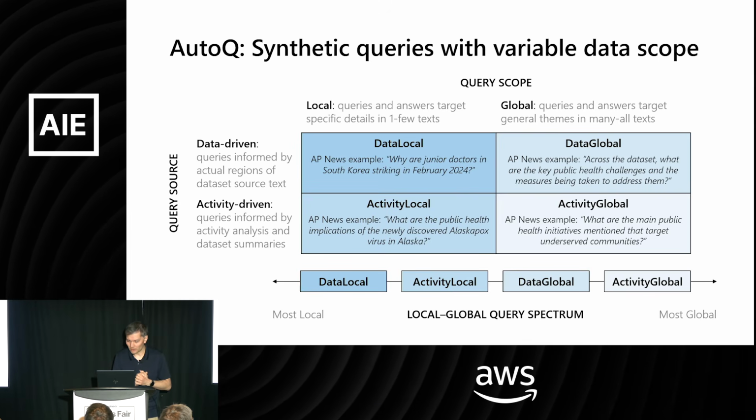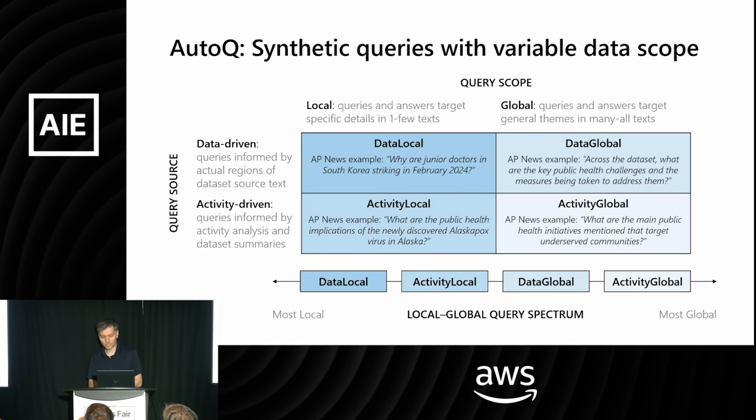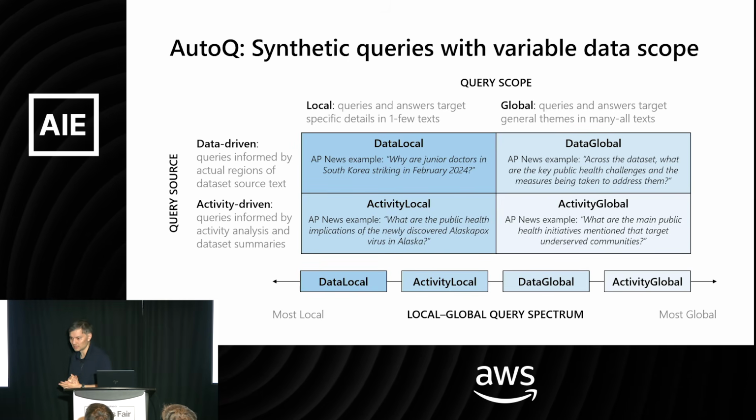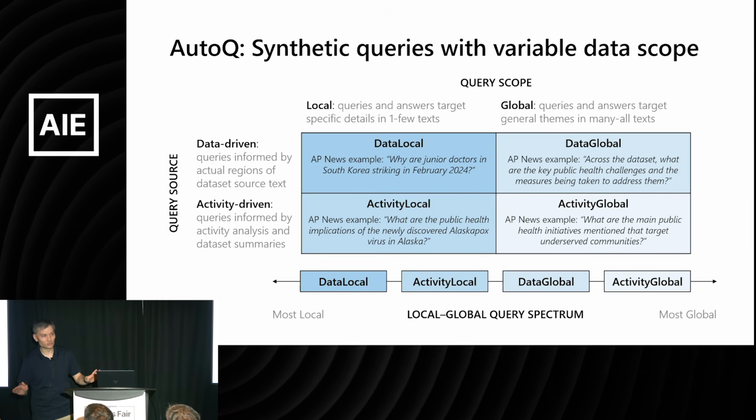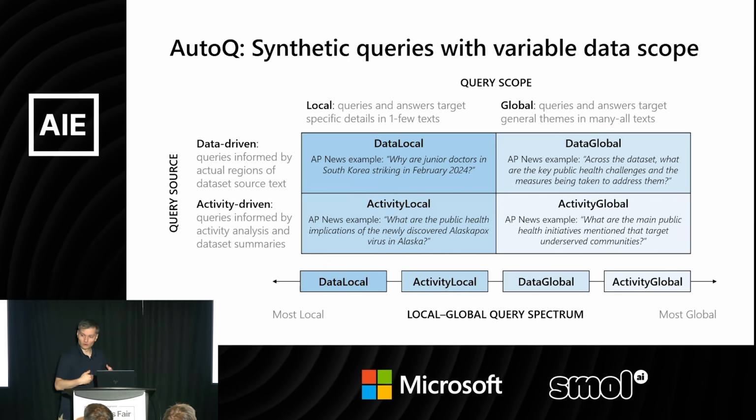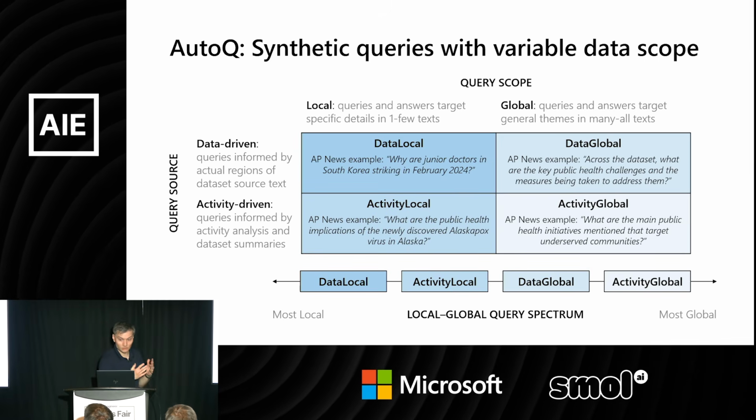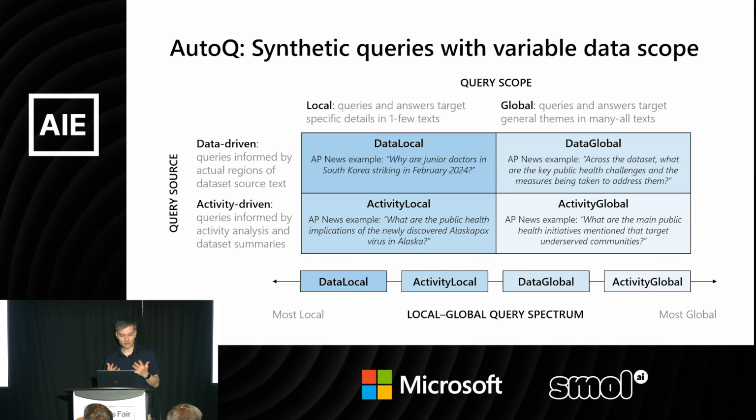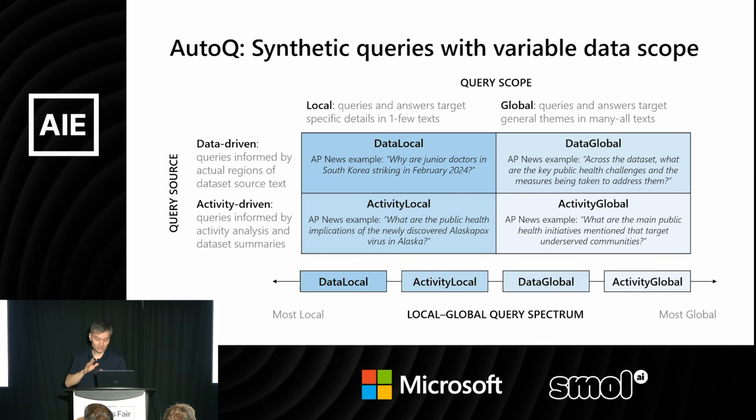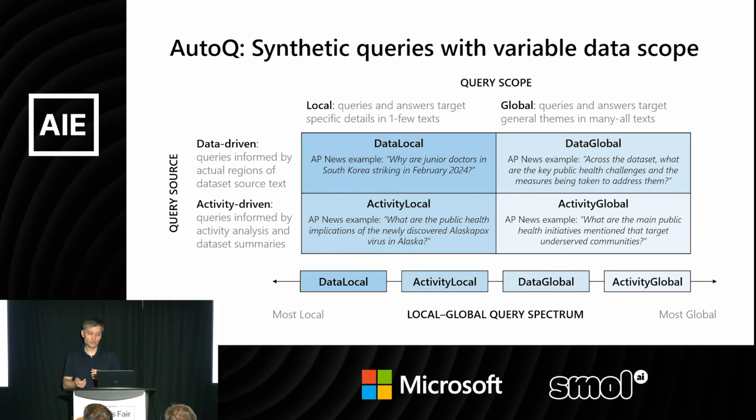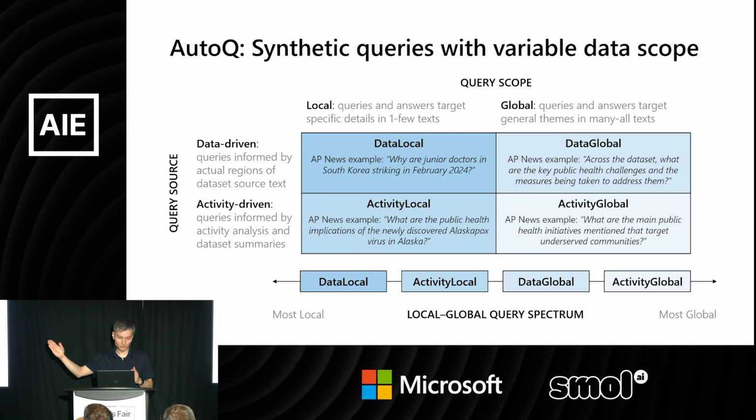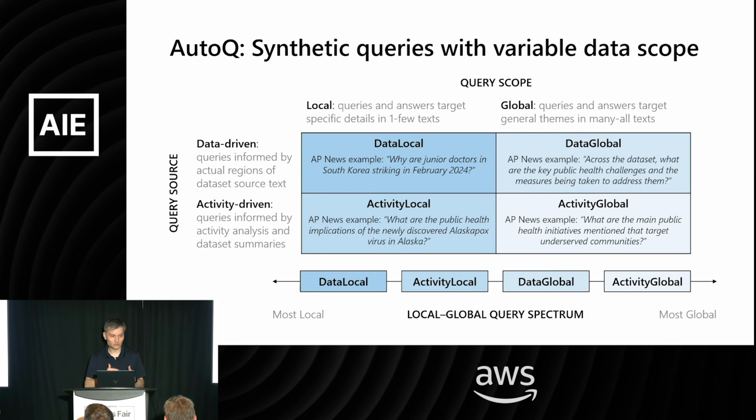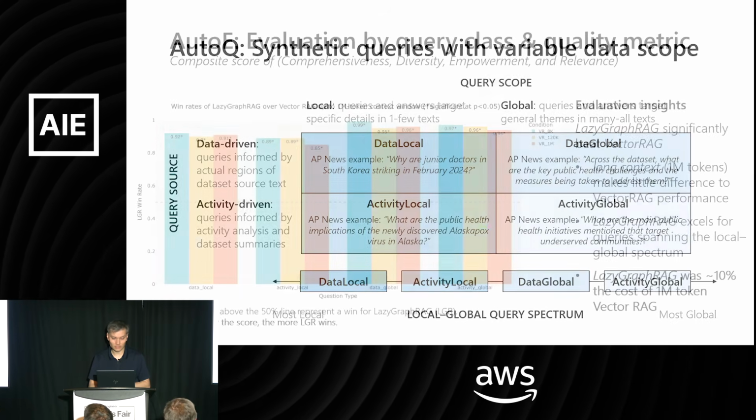In contrast, take an activity global question here. It might be, what are the main public health initiatives mentioned that target underserved communities? There is nothing in that question that you can really pivot on in terms of embedding or indexing that would really work on that. You really have to holistically know the entire data set. And so this AutoQ will help generate questions across that whole spectrum, from local to global, from data-driven to activity-driven, and give you these categories of questions that you can use.